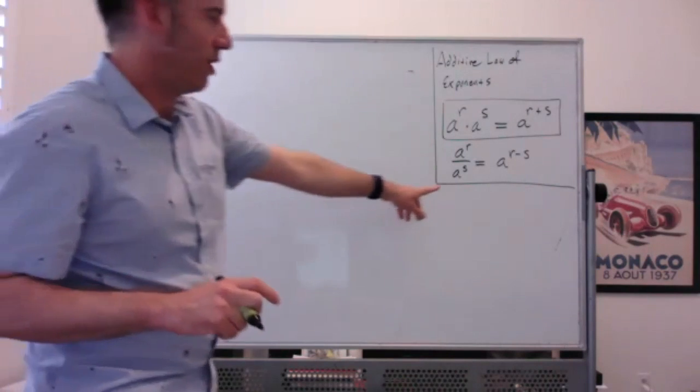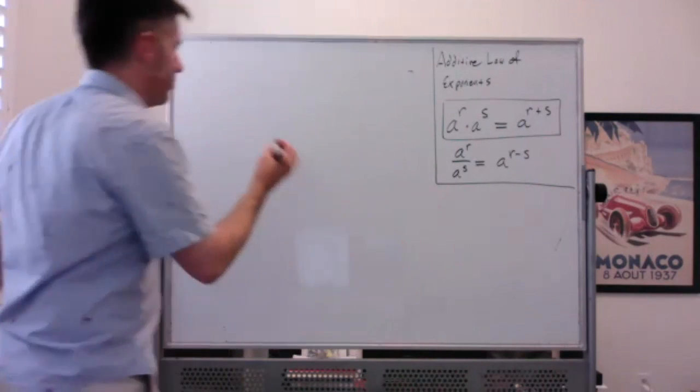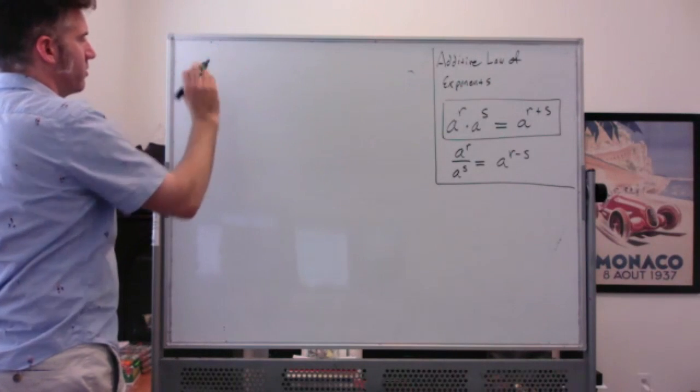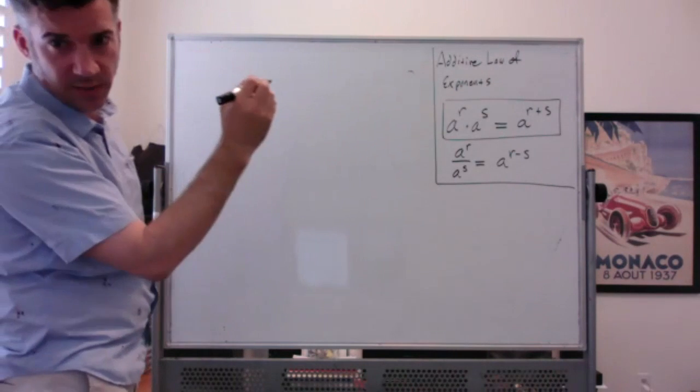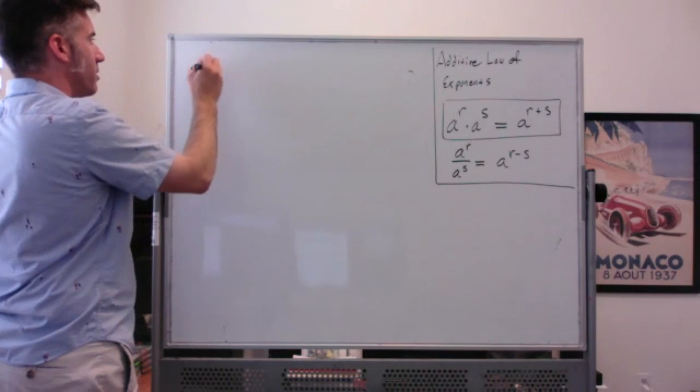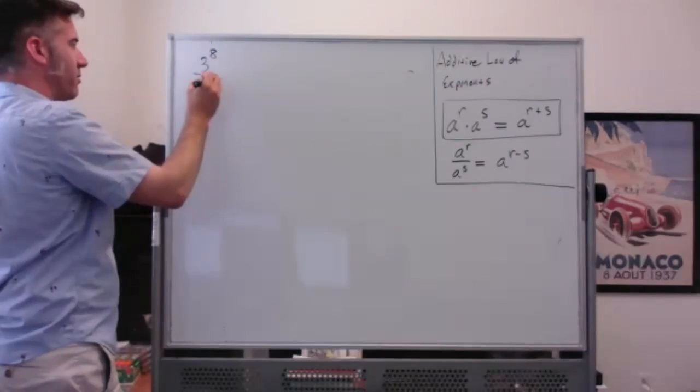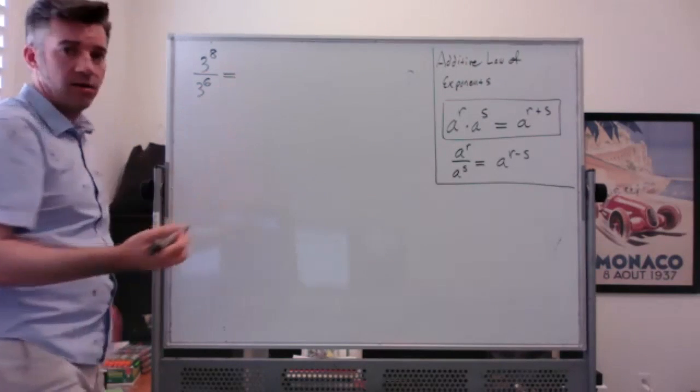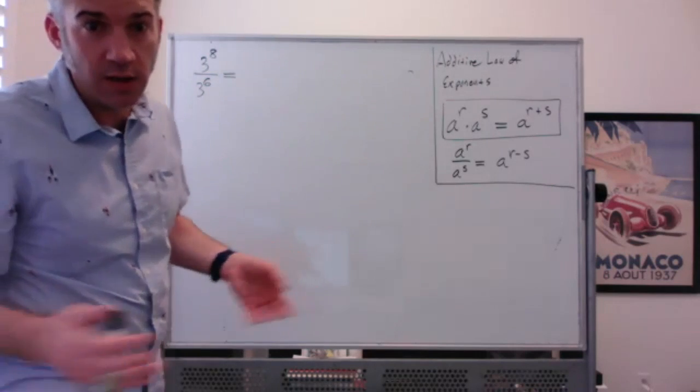The reason why I think about this working, for example, well, we're kind of okay. So let's look at some examples, like 3 to the 8th divided by 3 to the 6th. If this feels easy, good.